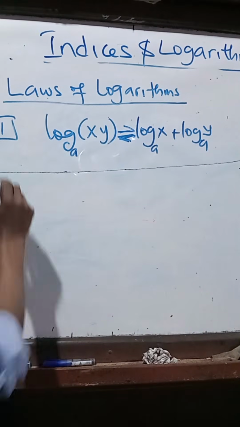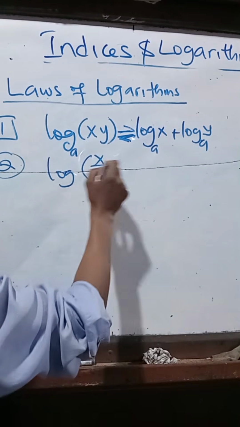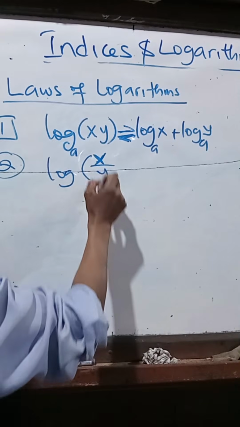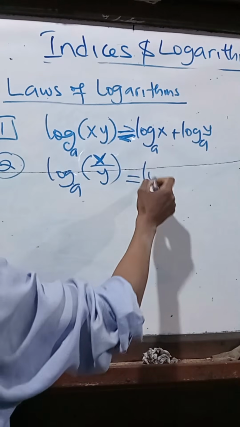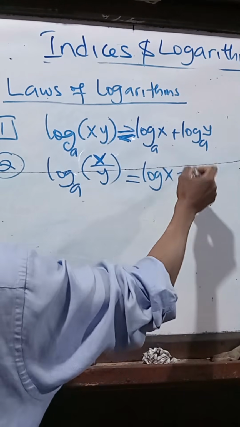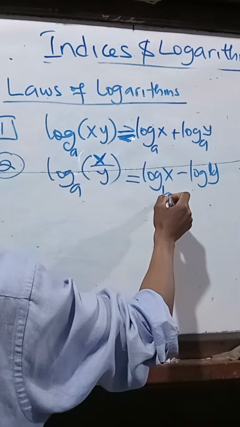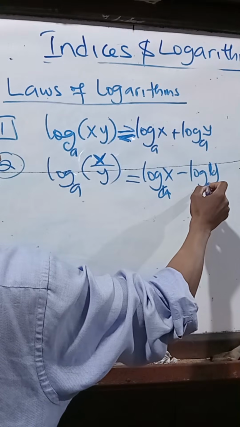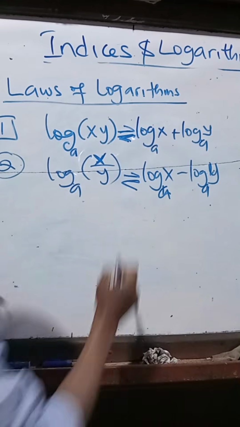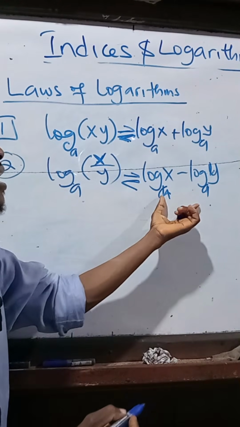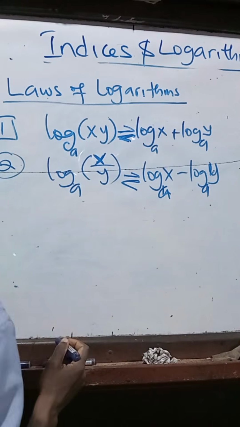The second one is the log of a division, x over y, with base A. For division, it's going to change to negative. That will be log x base A minus log y base A. So this law is also reversible. The right hand side will give you the left hand side. Okay, so that's that.